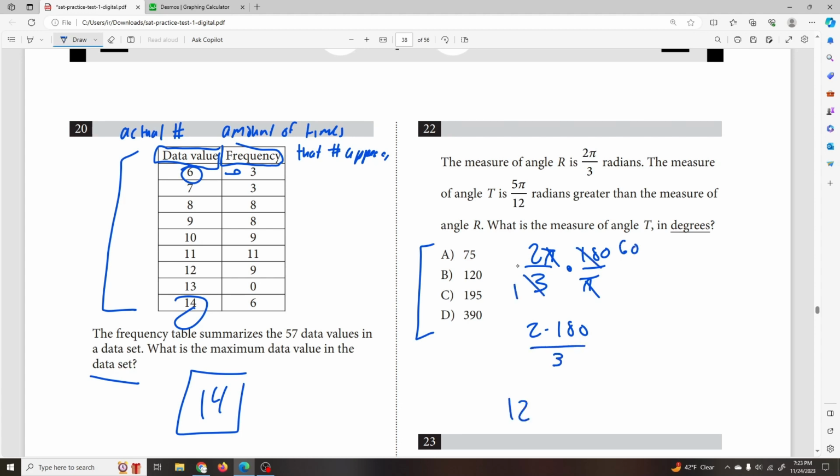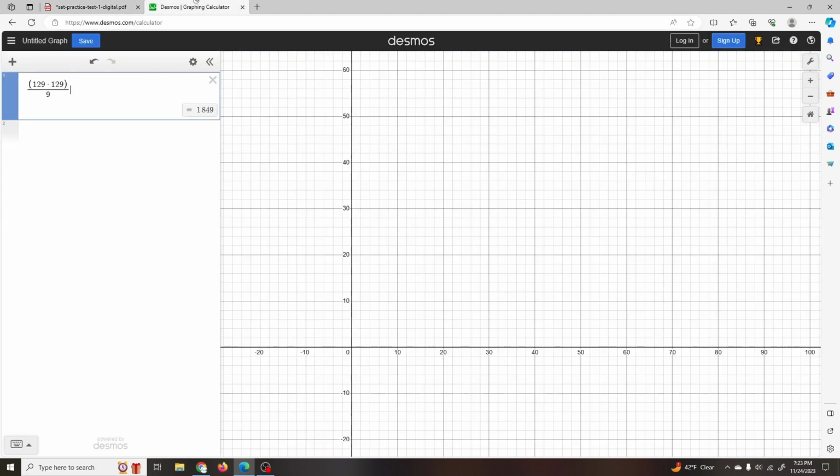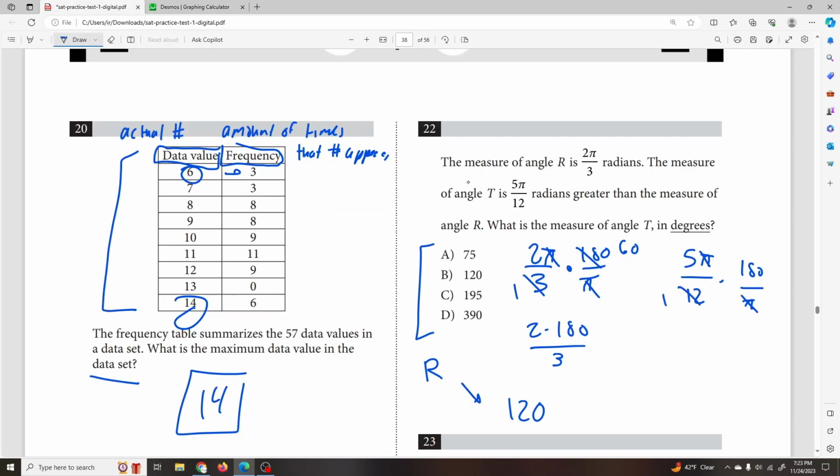So here this is just equal to 120 degrees. So 120 degrees is going to be the measure of angle r. And here we have t, which is going to be 5 pi over 12 radians. Multiply this by 180 divided by pi. Pi is going to cancel out. What's 180 divided by 12? 180 divided by 12 is going to be 15. So this is going to be 1, this is going to be 15, and 15 times 5 is 125.